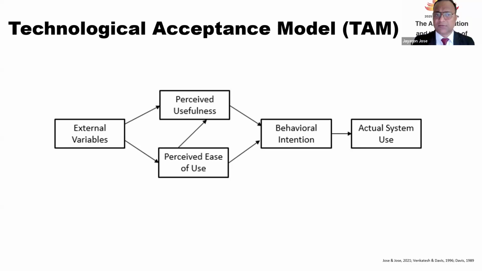Of course, in this study, we use the Technology Acceptance Model, as we heard in another session. This is a model used to measure the level of user satisfaction in using any technology. And here, there are certain constructs like perceived usefulness, perceived ease of use, behavioral intention, and actual system use.